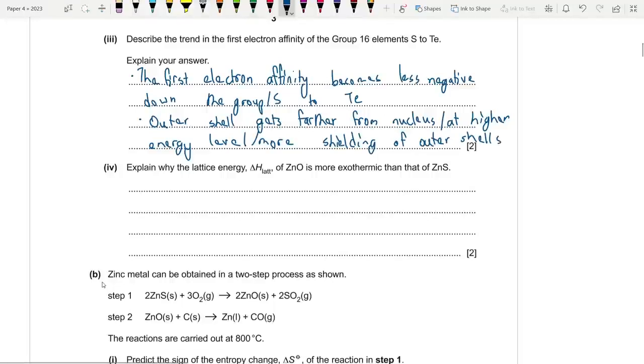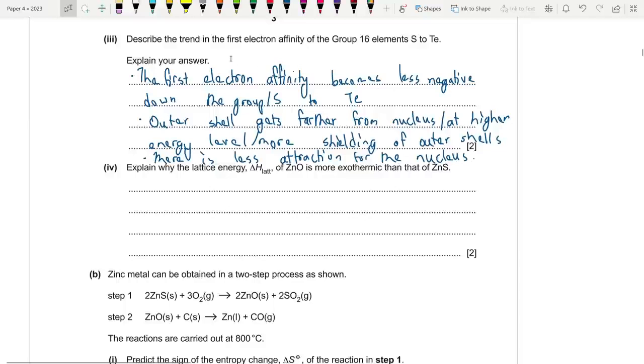And for the last point, which is compulsory, you have to state that there is less attraction for the nucleus. Basically, there's less attraction between the incoming electron and the nucleus. So less attraction means a weaker bond, so it's going to be less exothermic, more positive, or less negative, basically.